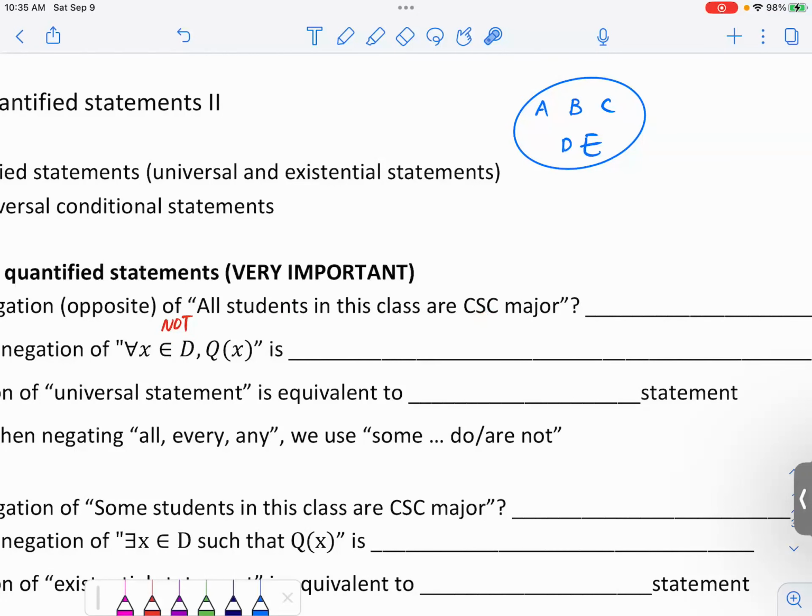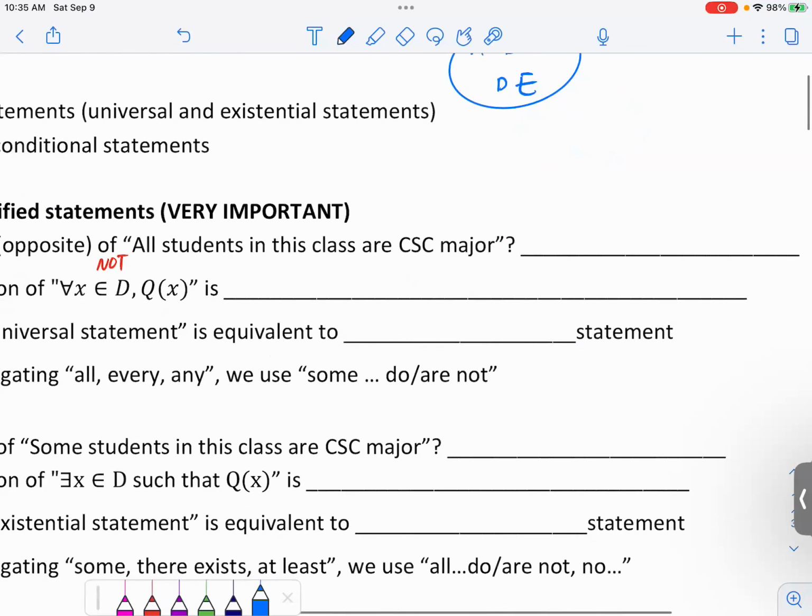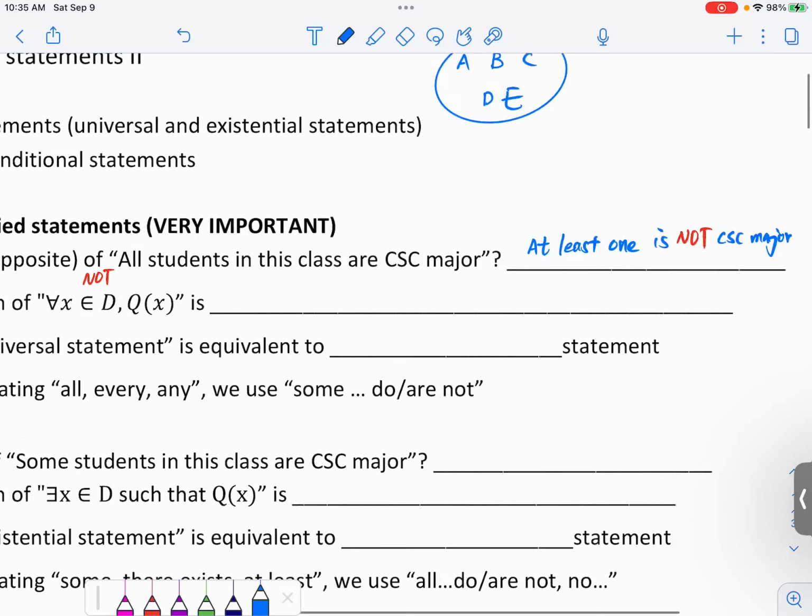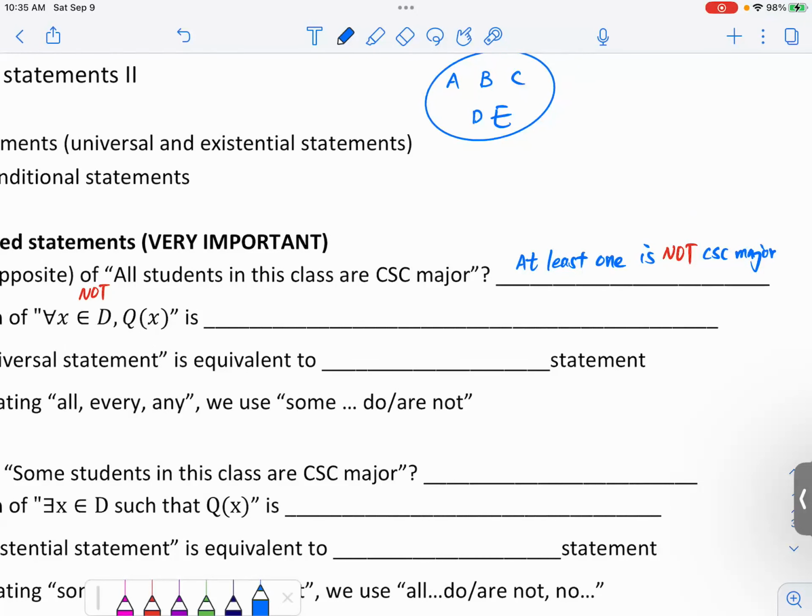When we say not all are computer science majors, it is equivalent to say at least one is not a computer science major. So that's what the negation is, right? And again, if you recall, I mentioned that a common mistake is all students in this class are not computer science majors, which is saying all of them are not computer science majors, which is certainly different from this negation. So this is the correct one. It's equivalent to this whole thing.